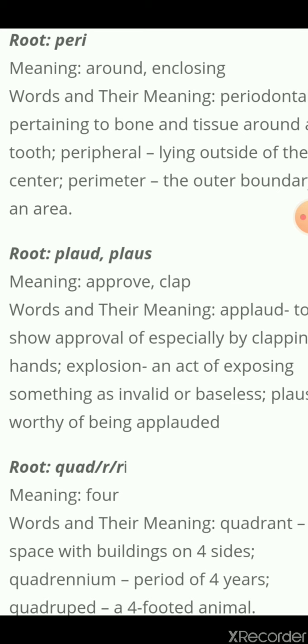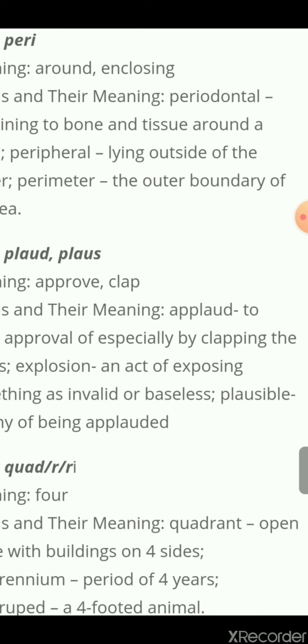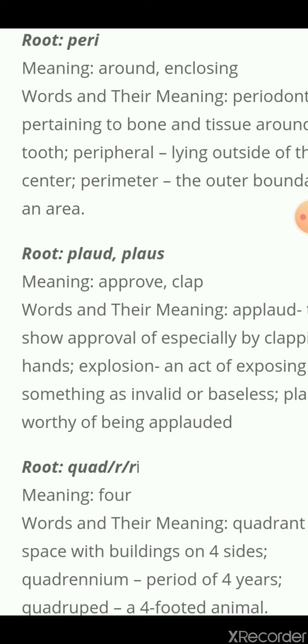Okay, next we have QUAD, QUADR as well, QUADRI as well. So the root quad is equal to 4. Something related to that will have the same meaning. Words and their meaning: quadrangle, a space with buildings on 4 sides. Quadrennium, period of 4 years. Quadruped, a 4-footed animal. There are a lot of words with the same root, and it will give you a clue of the meaning: something related to 4 parts, 4 sides, 4 things, 4 portions, 4 sections.